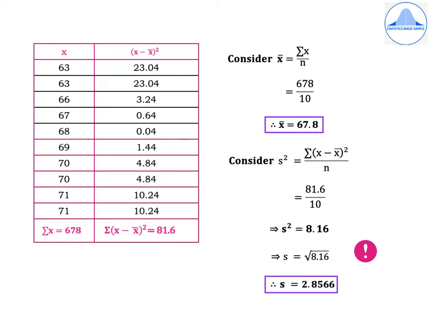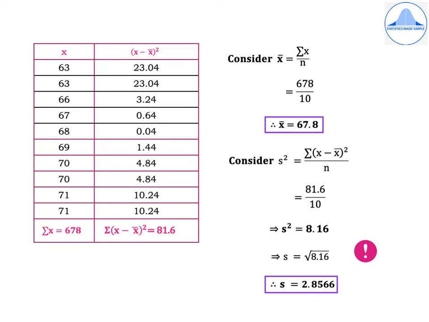The next step is to calculate x bar. So consider x bar equal to summation x by n. The data given is raw data. That's why the formula is summation x by n, that is equal to 678 divided by 10. We get x bar as 67.8.